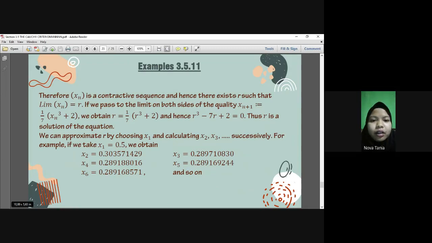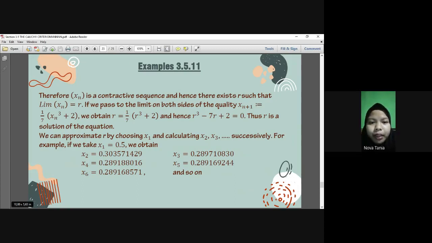Therefore, (x_n) is a contractive sequence and hence there exists r such that the limit of x_n is r. If we pass to the limit on both sides of the equality x_{n+1} = (1/7)(x_n^3 + 2), we obtain r = (1/7)(r^3 + 2), and hence r^3 − 7r + 2 = 0. Thus, r is a solution of the equation.